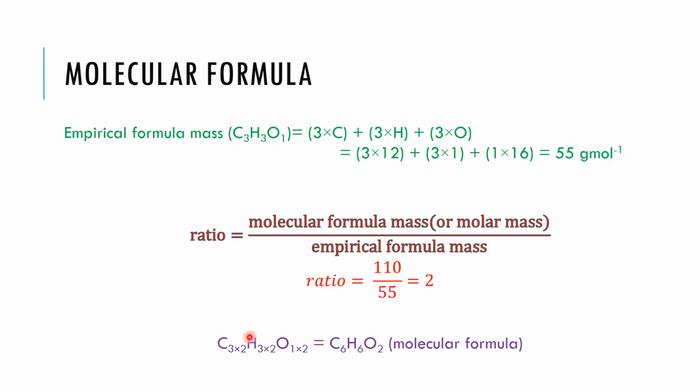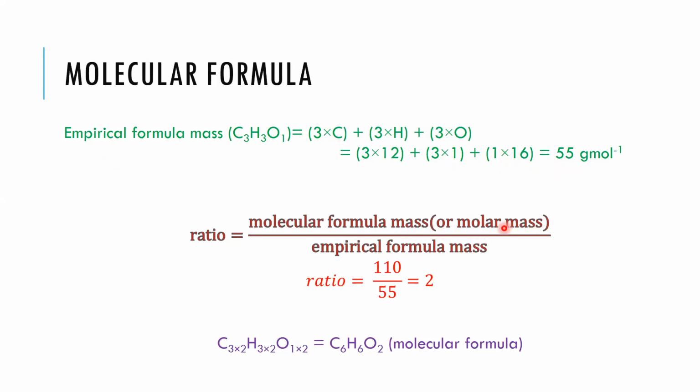Let's look at the same example. In the first step, I calculated the mass of the empirical formula. That's going to be 3 carbon, 3 hydrogen, 1 oxygen: 3 times 12 plus 3 times 1 plus 1 times 16. That gives us 55 grams per mole. And then what did they give us? They gave us the molecular formula mass, which is the molar mass.